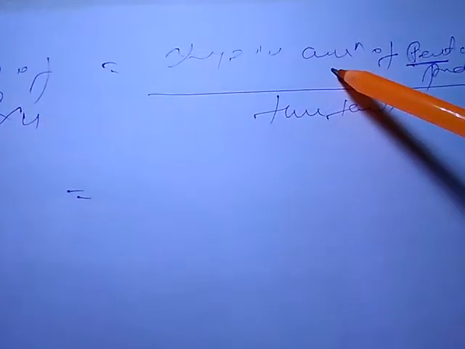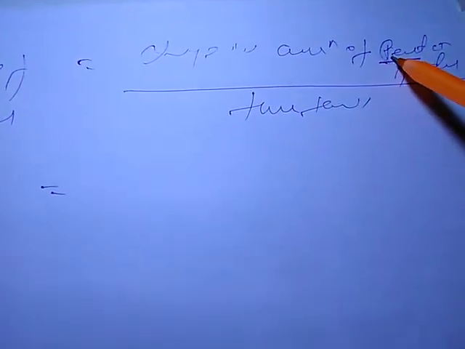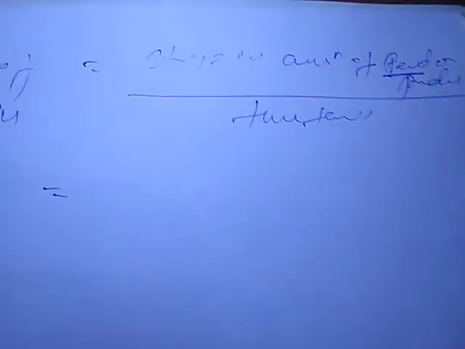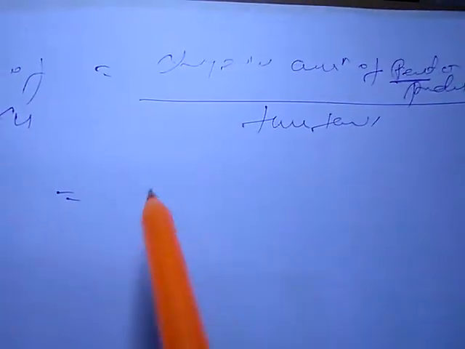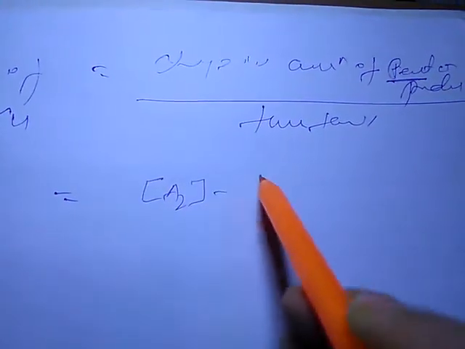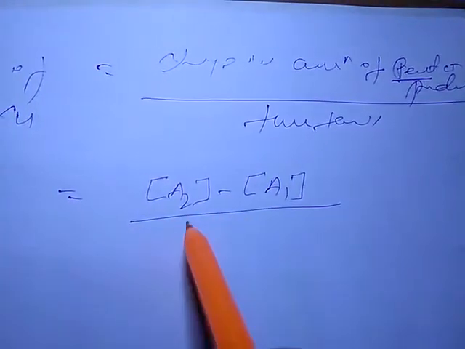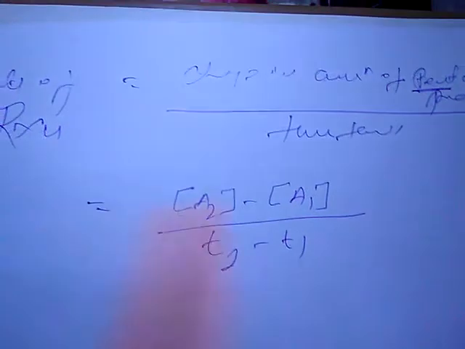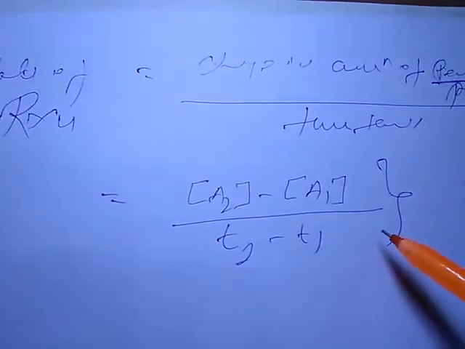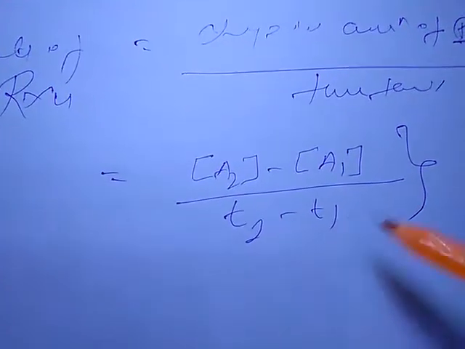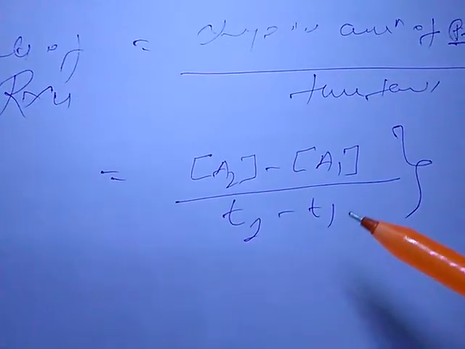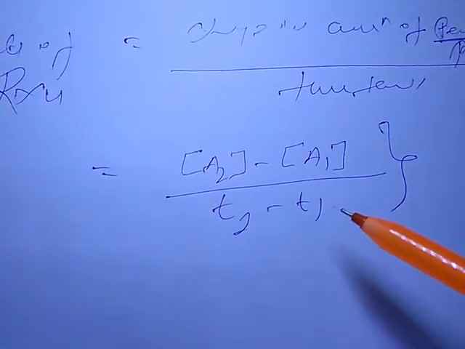So suppose we want to calculate this rate of reaction on the basis of change of concentration of reactant. In here we calculated the change of concentration of reactant, that was A2 minus A1, and the time taken is T2 minus T1. So this is the expression we got for calculating the rate of reaction. Here the change of concentration of reactant is considered.